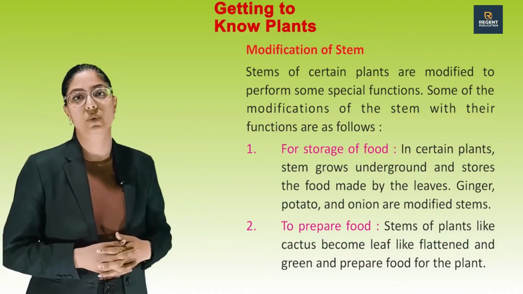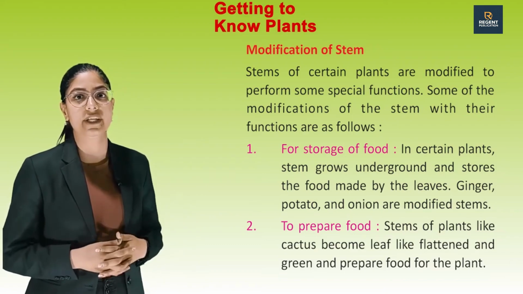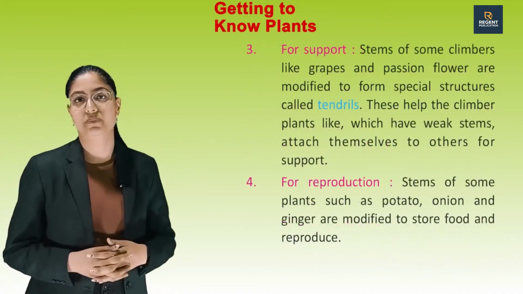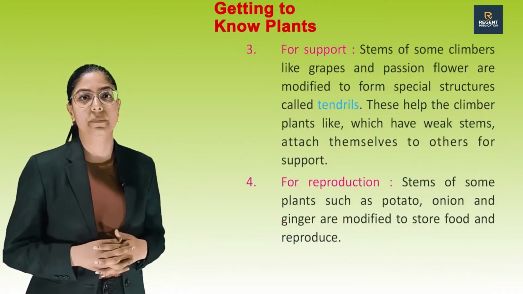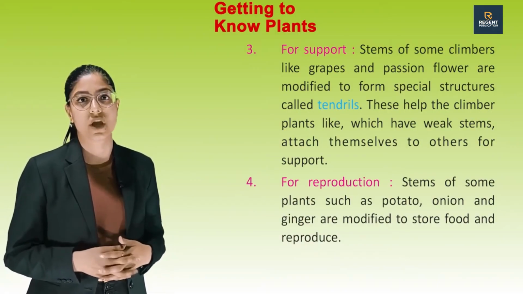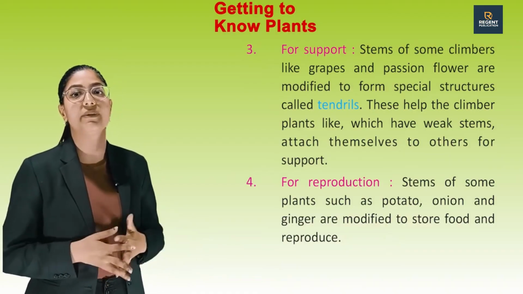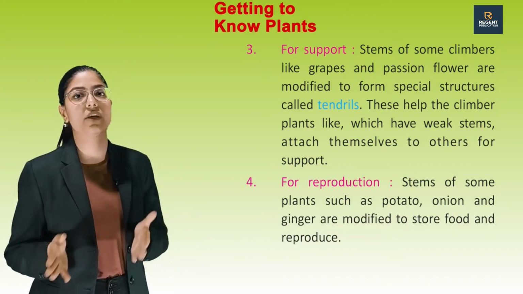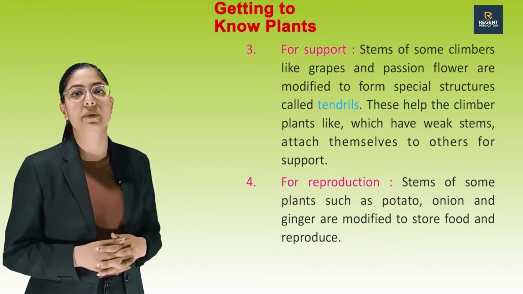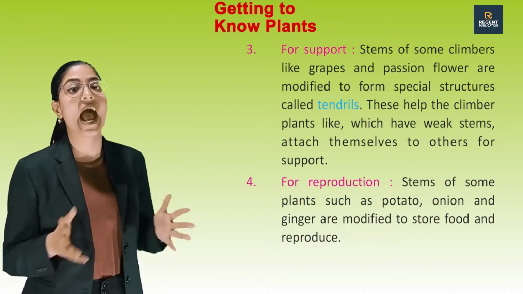Second, to prepare food. Stems of plants like cactus become leaf-like, flattened and green and prepare food for the plant. Third, for support. Stems of some climbers like grapes and passion flower are modified to form special structures called tendrils. These help the climber plants attach themselves to others for support. Fourth, for reproduction. Stems of some plants such as potato, onion and ginger are modified to store food and reproduce.